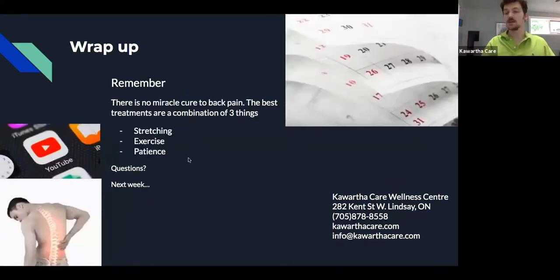So we're on to our final slide here. So remember, there is no magic cure for back pain. There's no overnight success. It takes 3 things: stretching, exercise, and a lot of patience, because, like I said, it's not going to be fixed overnight. But with stretching and exercise, it can be really improved and you'll feel significantly less pain, though it won't be immediate.